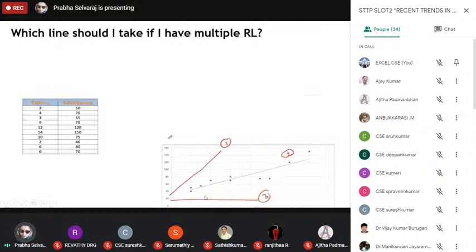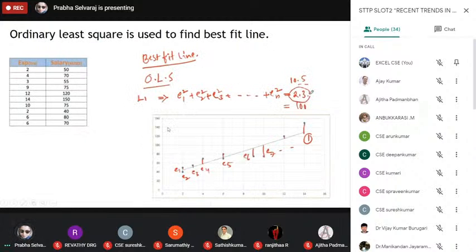I will draw the line and calculate for line one. I will calculate the difference between the predicted value and the actual data points, square the difference, add all the values, and find one value. The same way I will find OLS for the second line, and the same way for the third line. After finding the OLS for every line, whichever line, line 1 or line 2, has the least value for OLS is considered to be the best fitting line.